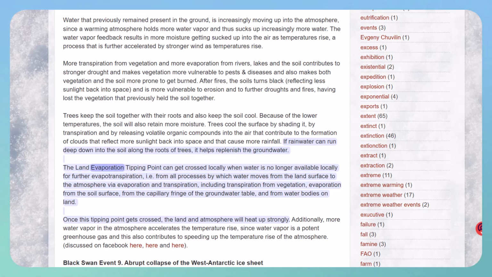The land evaporation tipping point can get crossed locally when water is no longer available locally for further evapotranspiration, i.e. from all processes by which water moves from the land surface to the atmosphere via evaporation and transpiration, including transpiration from vegetation, evaporation from the soil surface, from the capillary fringe of the groundwater table, and from water bodies on land. Once this tipping point gets crossed, the land and atmosphere will heat up strongly.